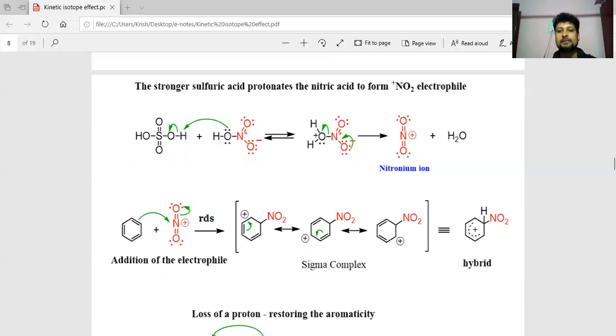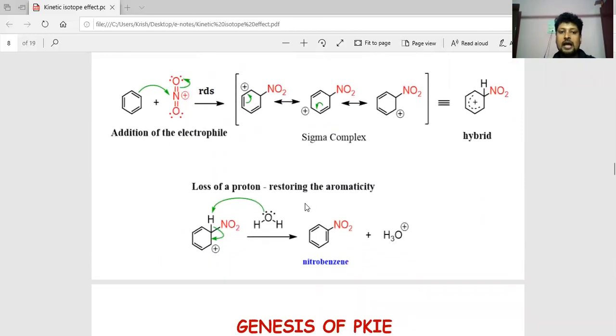So this is called sigma complex. Now it is resonance stabilized as shown here. Now this is RDS. Why? Because have a look, there is no involvement of CH bond breaking here. Now if you come out to the last step, we will find that in the last step the hydrogen bond, that is CH bond, has been broken and we get the final product, that is nitrobenzene.